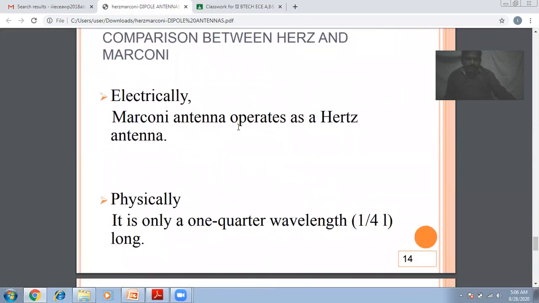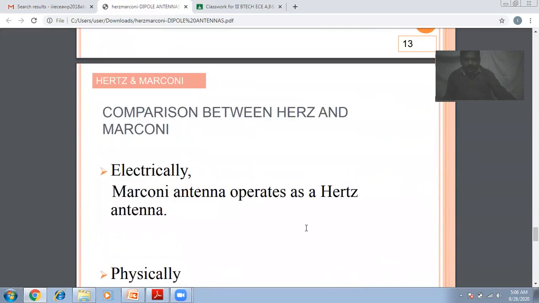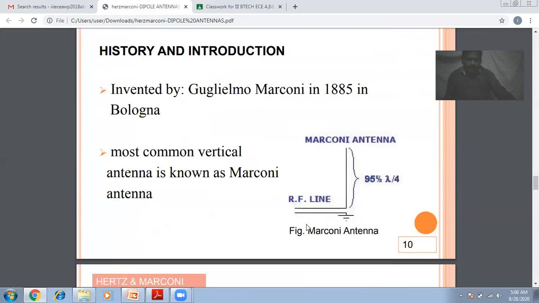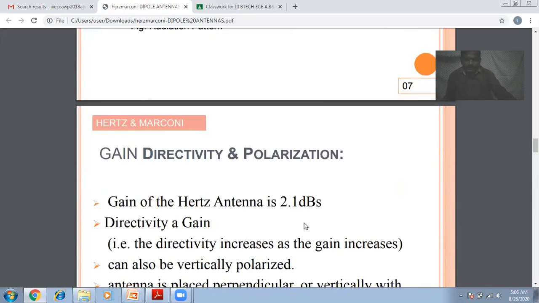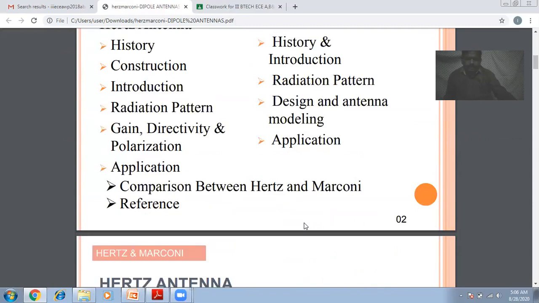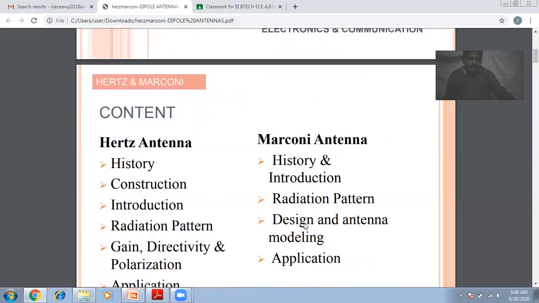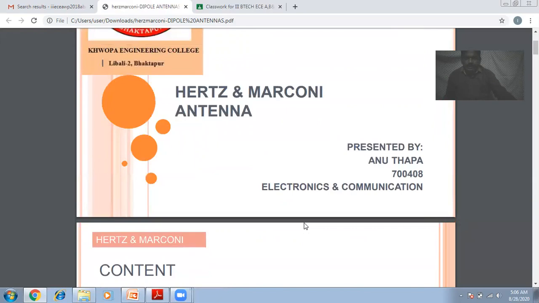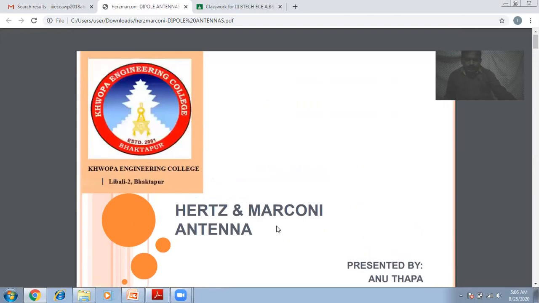Electrically, the Marconi antenna operates as a Hertz antenna. Physically, it is only a quarter wavelength long. Also, don't confuse the Hertz antenna with the Hertzian dipole. The Hertzian dipole is a dipole whose length is very small, of the order of less than lambda by 10. So that is different. Any antenna is assumed as the end-to-end connection of Hertzian dipoles.